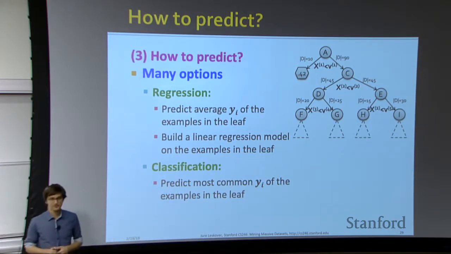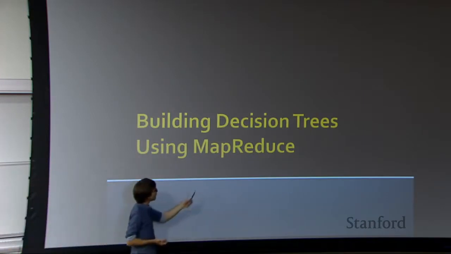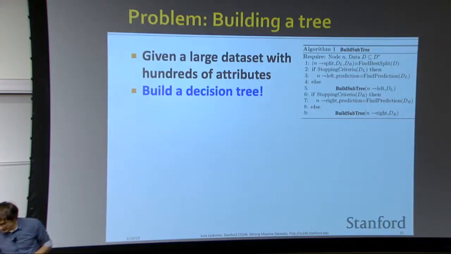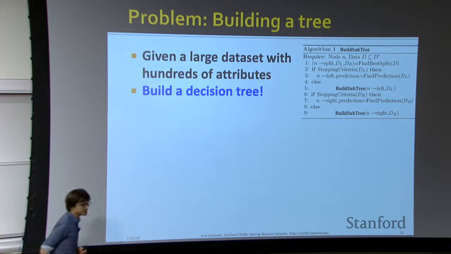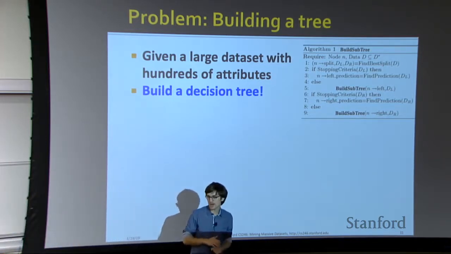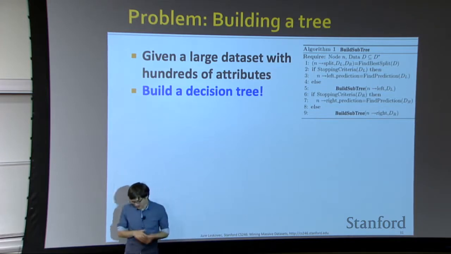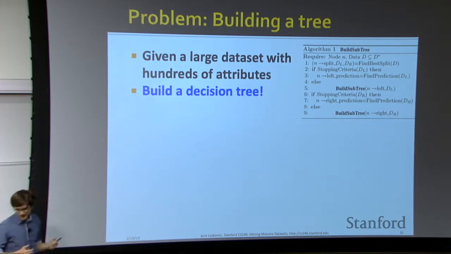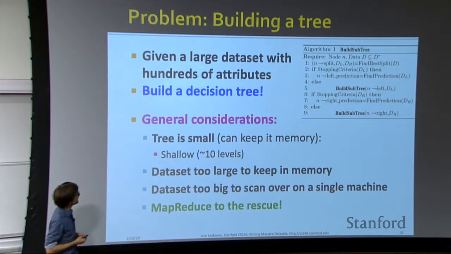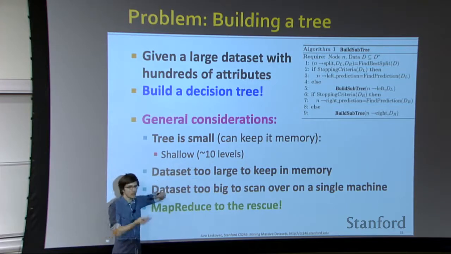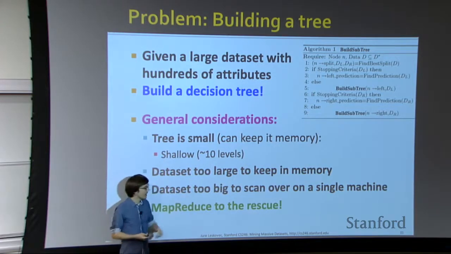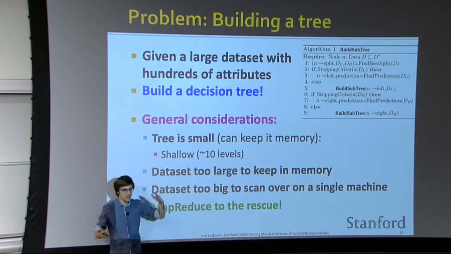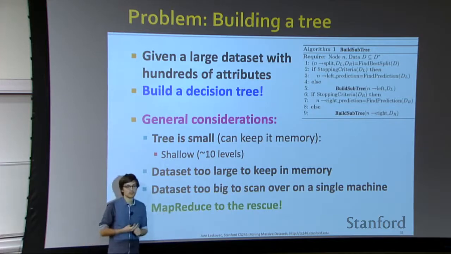All right? Good. So now what I want to talk about is how would you do this on super large scale? How would you do this on MapReduce? This is a paper that was published by Google people a few years ago, and as far as I know, this is still state of the art in terms of building massive scalable parallel decision trees. The idea is, given a data set of hundreds of attributes, we want to build a decision tree. This tree will be relatively small, 10 levels. The data set is too large to keep in memory. The data set is too big to scan over it on a single machine, so we will use MapReduce.